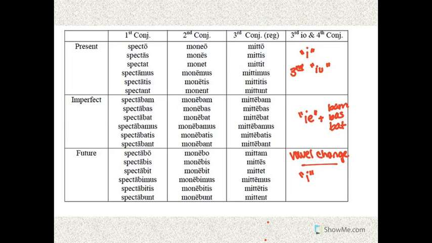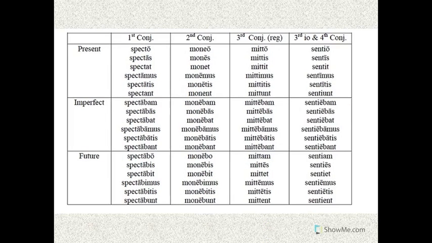Okay, I'm going to be using the verb sentio, sentire, which is a nice fourth conjugation verb, as our sample verb for this chart. Go ahead and try to conjugate it on your own. Okay, now you have all four conjugations written out for the present, imperfect, and future, so you can look at the thematic vowels. Make sure to practice these until you have it down.